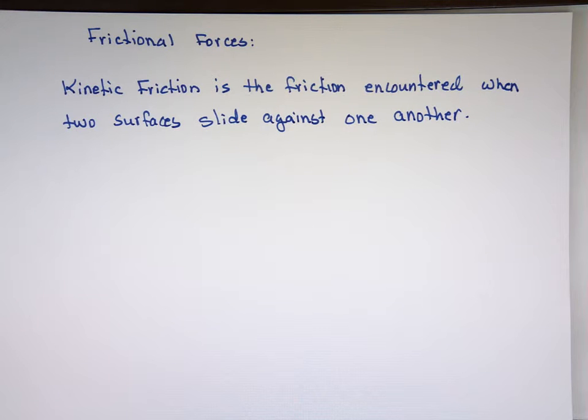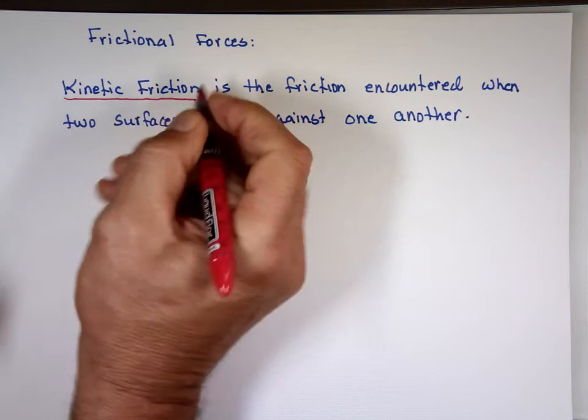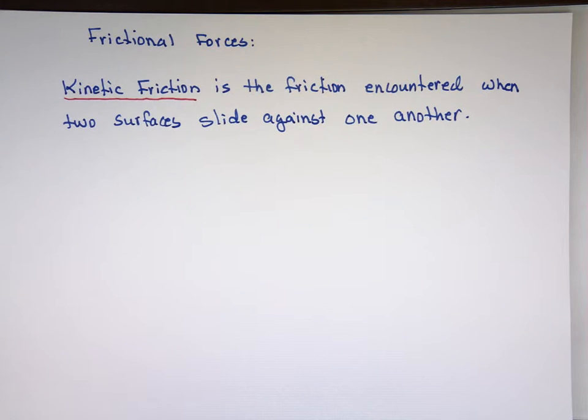Let's talk about frictional forces. There are two types of frictional forces: kinetic friction and static friction. Kinetic friction is when you have movement. You have two surfaces, and as they go by each other, they rub against each other. That's what kinetic friction is.